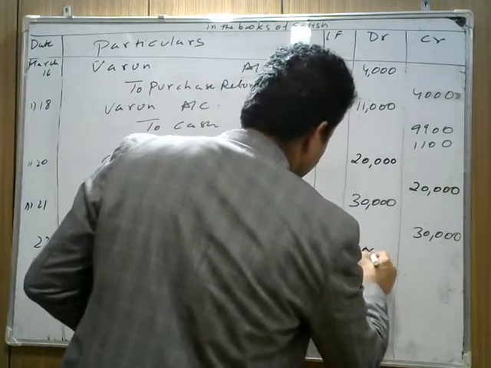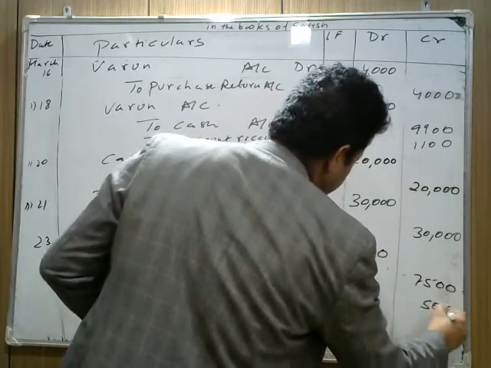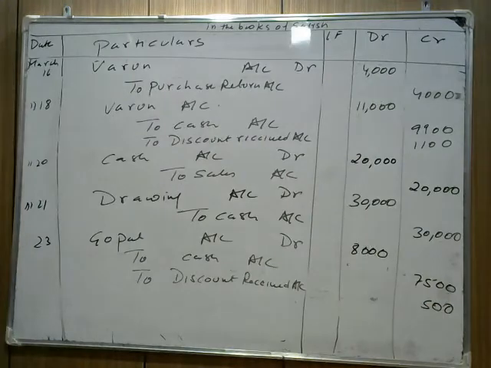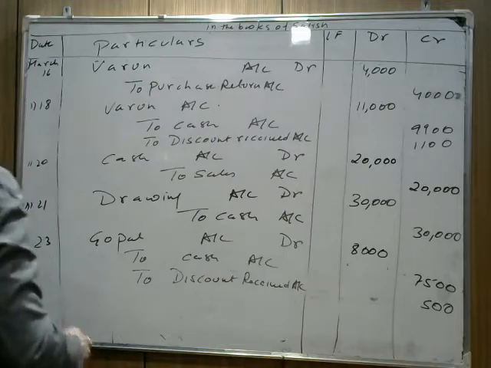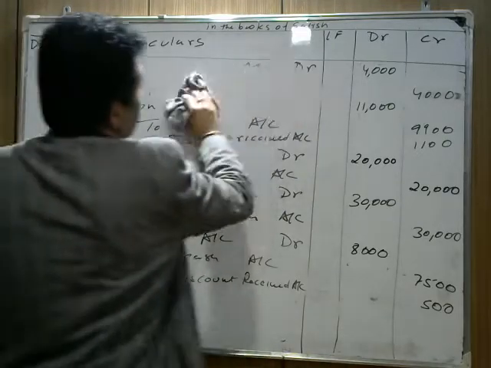It means we have to pay to Gopal 8,000. We are paying 7,500 and we are receiving a discount of rupees 500. So being paid to Gopal, and received discount would be 500. So we simply write being cash paid and discount received. There are 3 more entries, so we need to rub this board again. The first 3 entries I am rubbing.